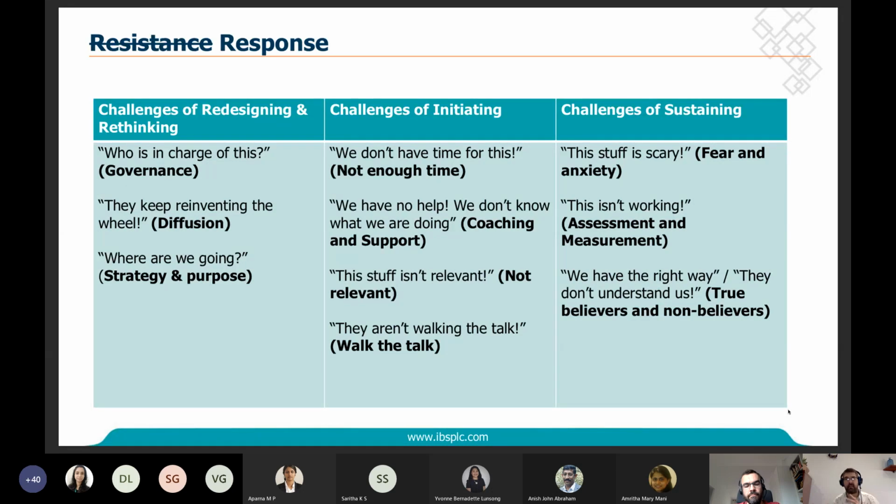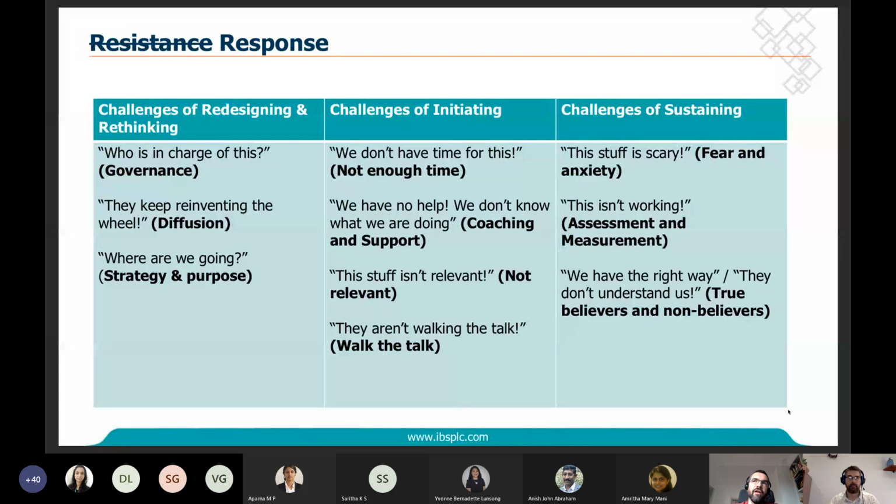And then you may also have different groups of people that are very for the change and people that are against the change. And it's almost like a cult. You have the true believers, non-believers, and people saying, we have the right way, this is the right way to work. And then the other people say, no, they don't understand this. So these are normal responses that can happen in different phases whenever you're creating changes.